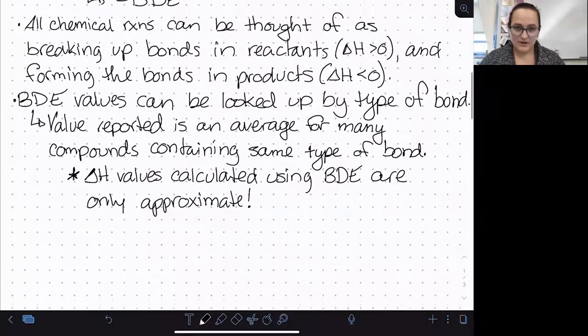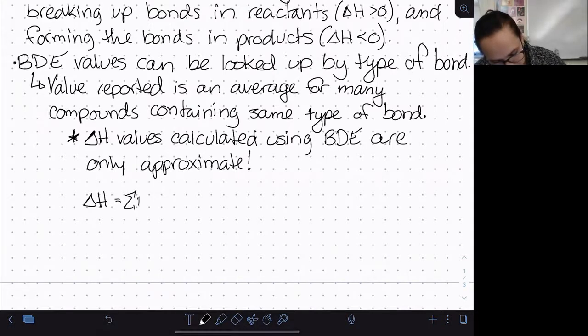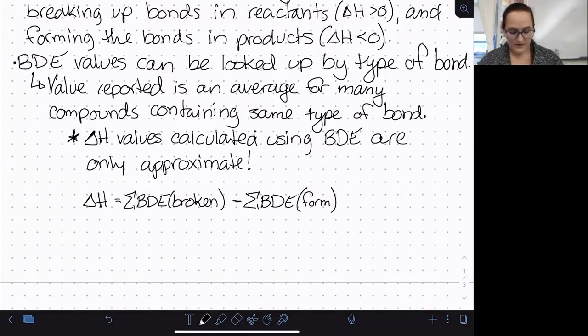Similarly to heat of formation, we have kind of an equation that we can use for this. So delta H, when we're using bond dissociation energies, we're going to take the sum of the bond dissociation energies for all of the bonds that we break, and we're going to subtract the sum of the bond dissociation energies for all of the bonds that we formed.